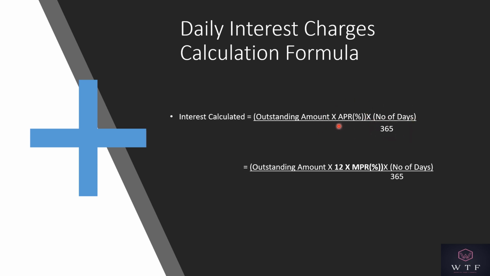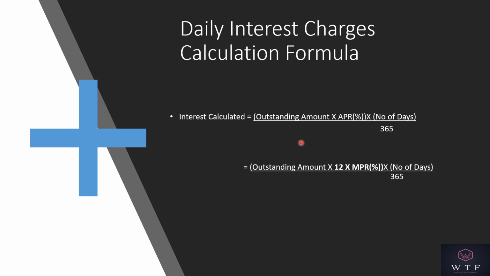This is nothing but, for example, if you have an outstanding amount and you take the APR as a percentage, this will give you the annual interest. If you divide it by 365, which is the number of days in a year, that will give you the daily interest. And if you multiply that by the number of days, it will give you the interest required for that duration of time. So if you replace APR by MPR, then it is nothing but 12 times MPR. Both of these are essentially the same formula.